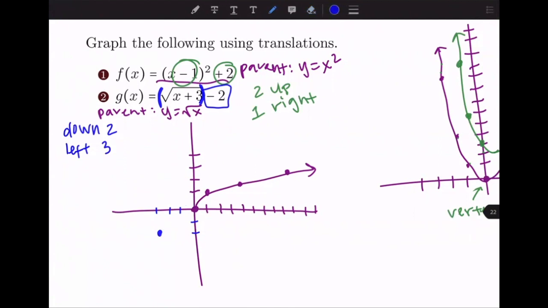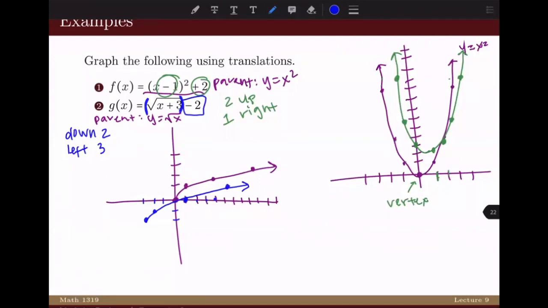Next, I'll move the other points. I'll move them down 2 and left 3. This one is also going to go down 2 and then left 3. So it's here. Same with this guy. Down 2, left 3. Let's move on.